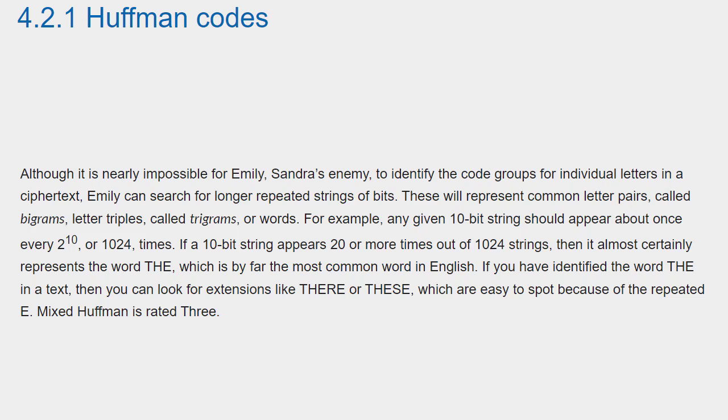Emily can search for longer repeated strings of bits. These will represent common letter pairs called bigrams, letter triples called trigrams, or words. For example, any given 10-bit string should appear about once every 2 to the power 10, or 1024 times. If a 10-bit string appears 20 or more times out of 1024 strings, then it almost certainly represents the word "the," which is by far the most common word in English.